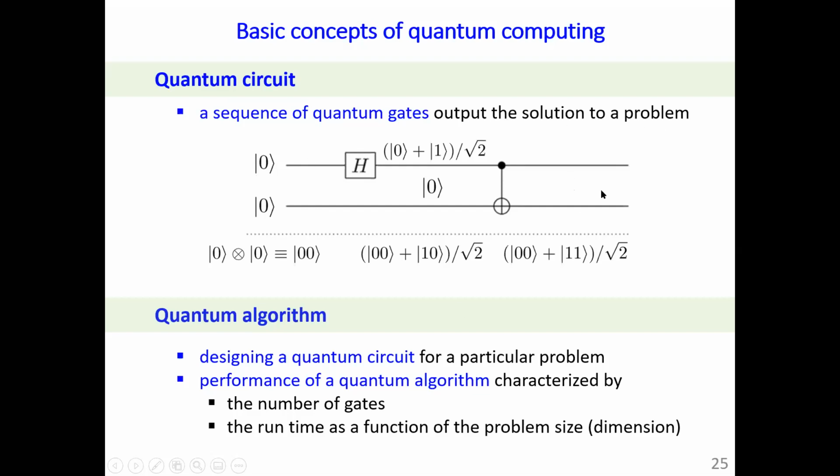And here is an example of a very simple quantum circuit. And for the quantum algorithm, it is to design a quantum circuit for a particular problem, and the performance of the quantum algorithm is characterized by the number of gates and the runtime as a function of the problem size, which is a scaling of the problem.